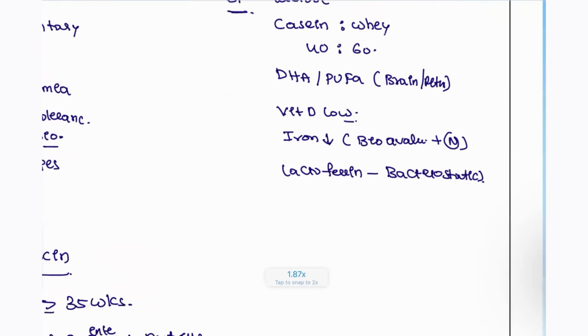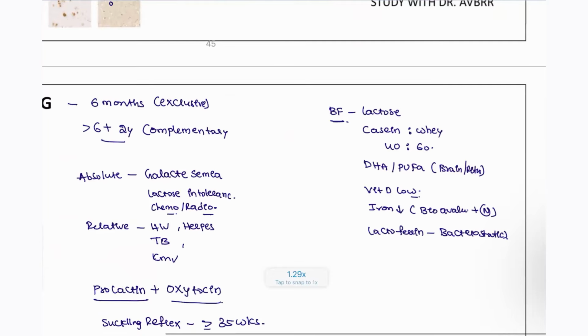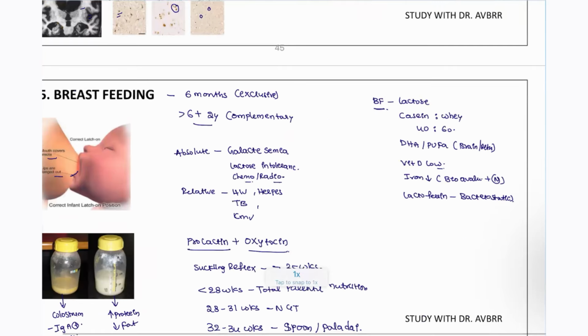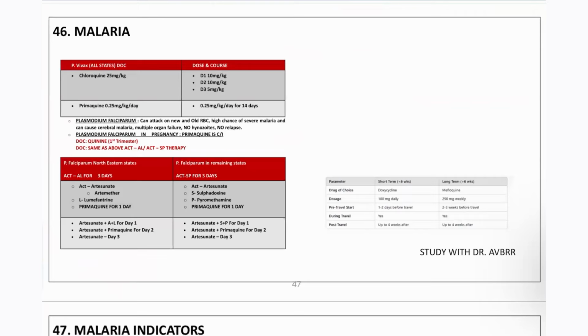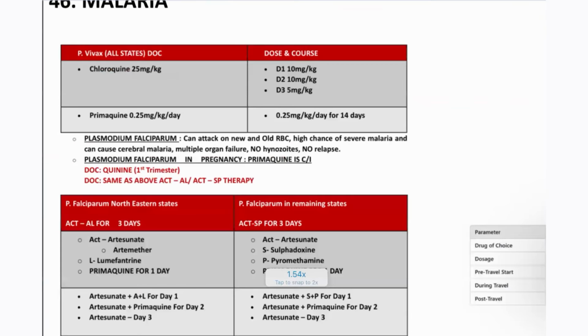So for patients suffering from falciparum in the northeastern regions, the treatment is different from the remaining states because of resistance. Okay, for those patients, we are going to give ACT therapy: artesunate, artemether, and lumefantrine for day 1, along with primaquine.